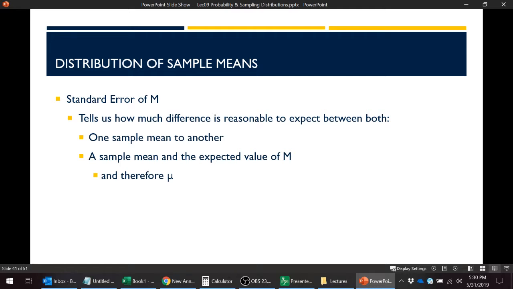So if we have one sample that has a mean of 3, another sample that has a mean of 4, and we know the standard error is 2, the difference between these two sample means, 1, is much less, or specifically half of the standard error, 2. So it suggests that, hey, these two samples are coming from the same population. It's very likely that they came from the same population.